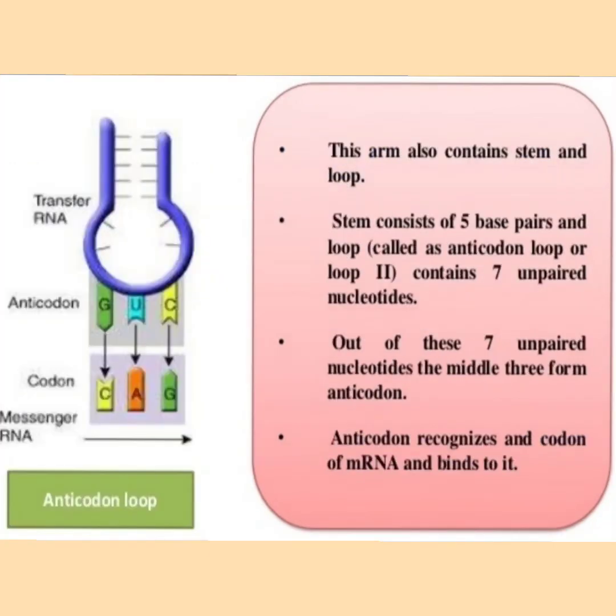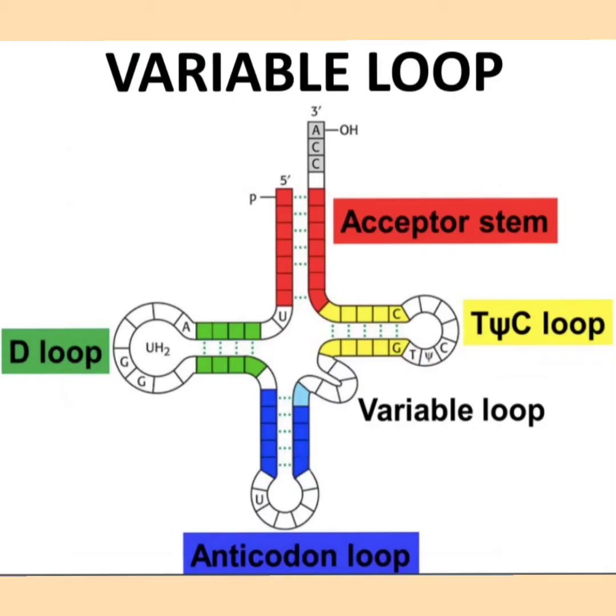Now the anticodon loop. This arm also contains a stem and a loop. The stem consists of 5 base pairs, and the loop, called the anticodon loop or loop 2, contains 7 unpaired nucleotides. Out of these 7 unpaired nucleotides, the middle 3 form the anticodon. The anticodon recognizes the codon of the messenger RNA and binds to it. Here you can see the variable loop between the anticodon loop and the T pi C loop.